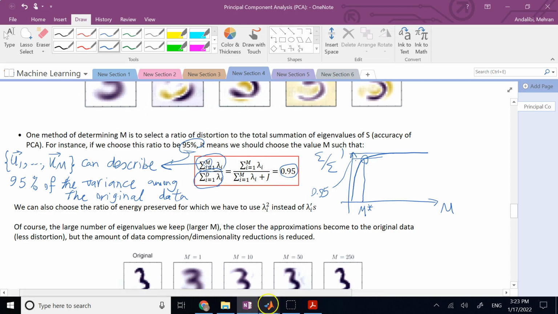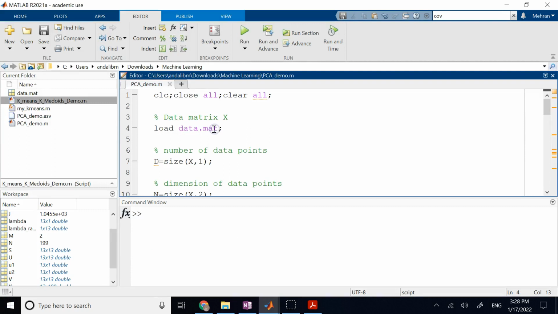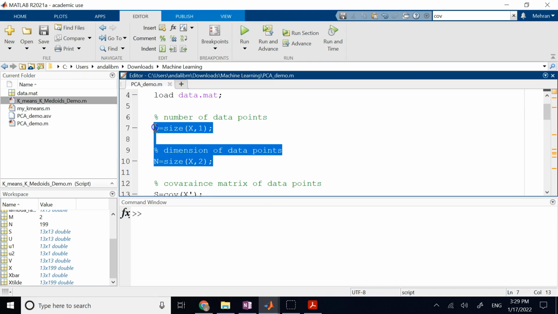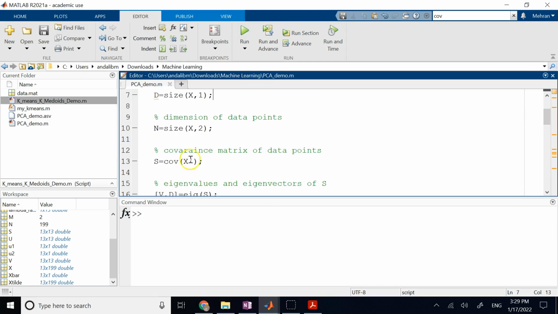Okay, and let me show you that right here. So here I wrote a sample demo code for you. Here you can see I bring in my data, data X, which has 13 variables in it, and I have 199 xn values. So my data points are almost 200, and each one has 13 dimensions. These 13, and n is 199. The first thing I calculate is the covariance matrix, okay?